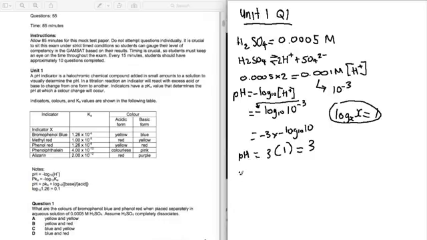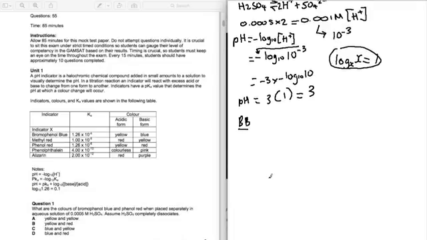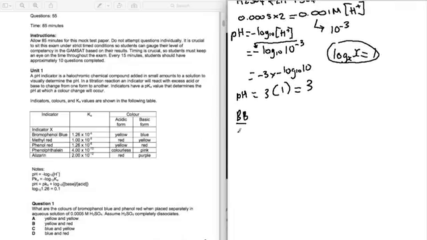Alright, so now let's look at each indicator. Okay, so let's look at bromophenol blue. The Ka for bromophenol blue, looking at the table, is 1.26 times 10 to the minus 4. And now let's find its pKa, which equals minus log Ka. When you see minus log, you can usually assume it's log 10, but I'll just put log 10 there for now. So this equals minus log 1.26 times 10 minus 4.